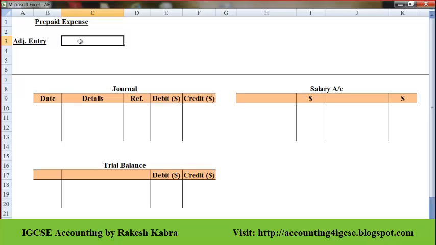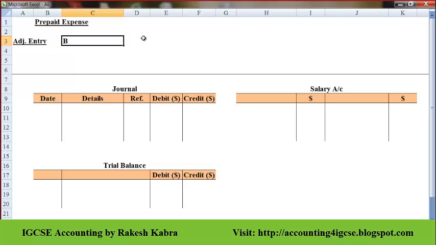Let's take an example. Suppose this is my business B, and I am running this business in a building, and this is that building. B means the building in which I am running my business, and this building is not owned by B. I am not the owner of this building. I have taken this building on a rental basis.